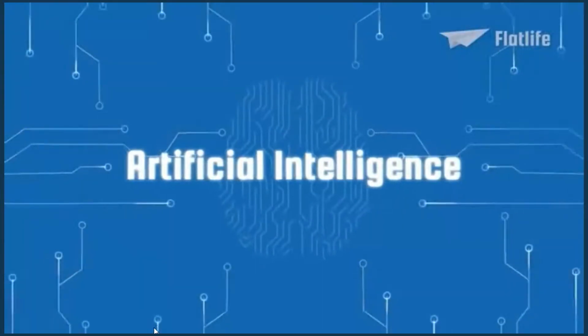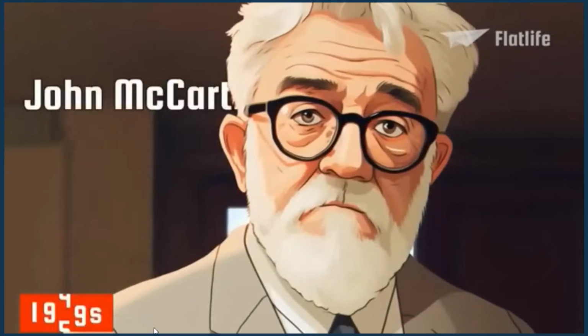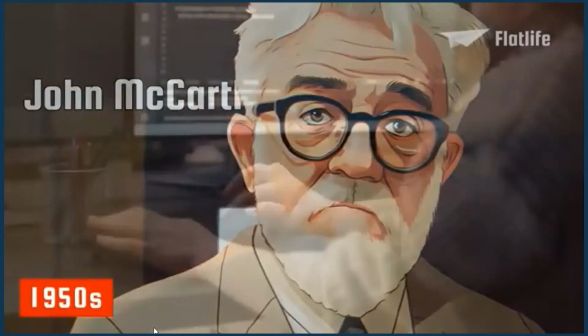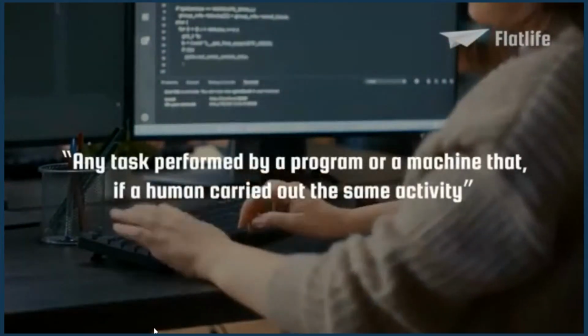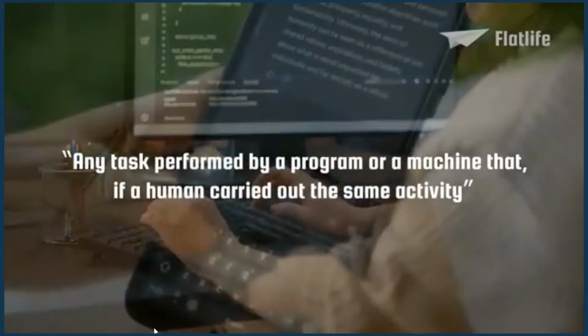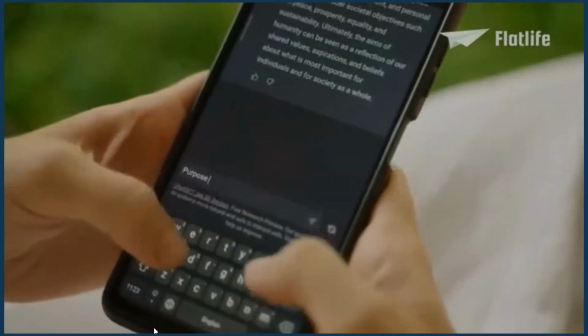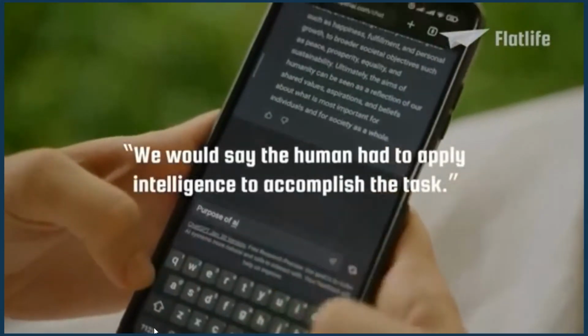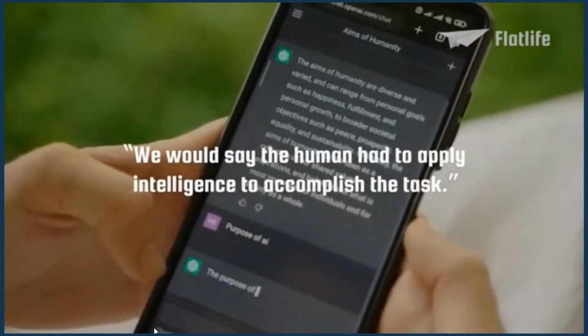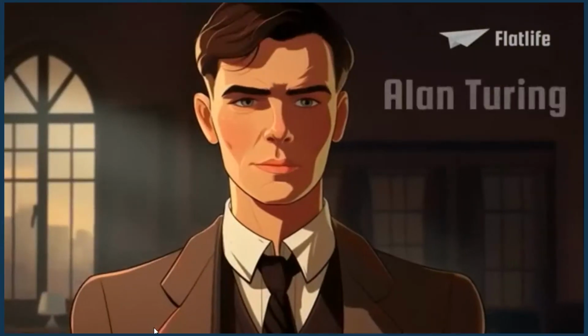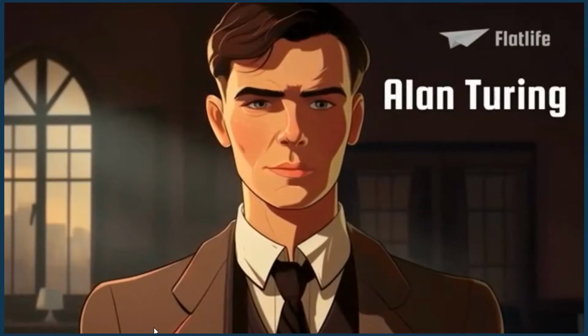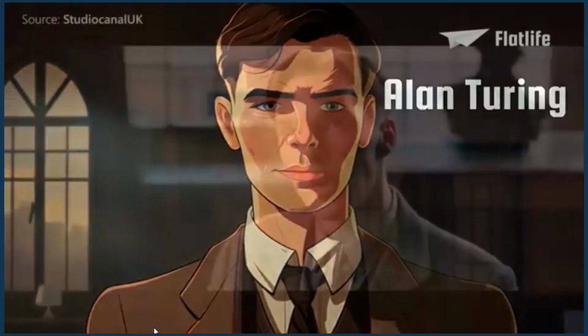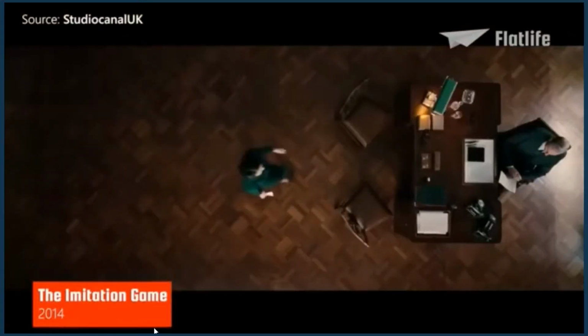The term artificial intelligence was first introduced by John McCarthy back in the 1950s. It was defined as any task performed by a program or a machine that, if a human carried out the same activity, we would say the human had to apply intelligence to accomplish the task. Researchers like Alan Turing, the man who helped crack the Enigma code during World War II, played crucial roles in laying the theoretical foundations for AI.